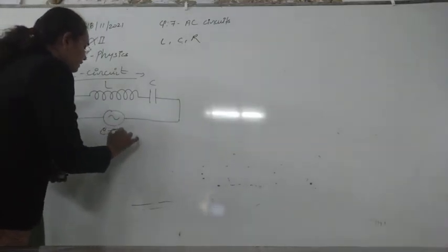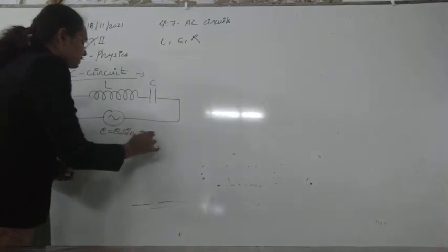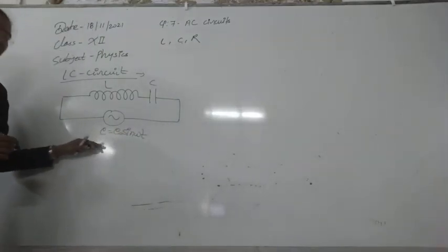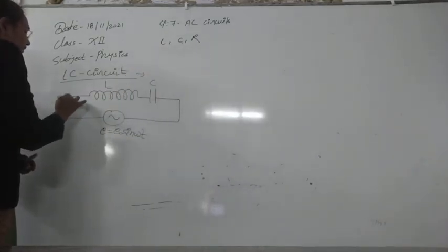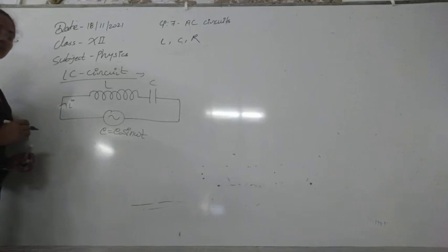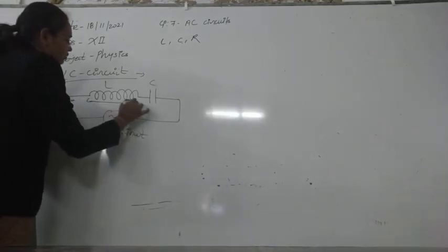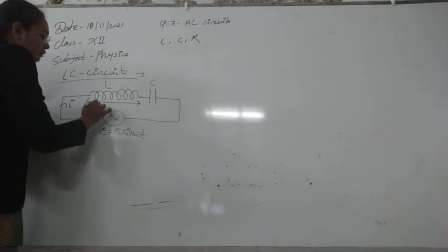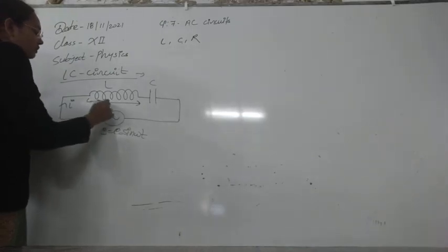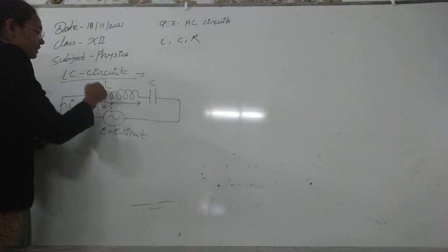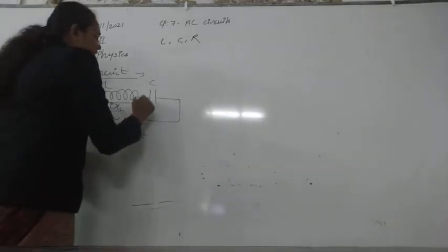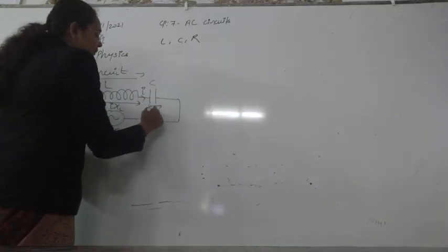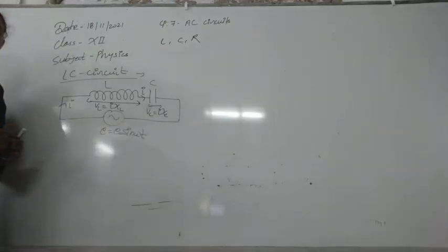For the supply we connect E0 sine omega t, this is the supply voltage we have used. Whenever this circuit is closed, a current will start to flow, and due to that current a potential drop is obtained across the inductor. That potential drop is represented by VL. It will be equal to I into the reactance of the circuit, chi L, and similarly the current I is also flowing through the capacitor, so the potential drop is I into chi C.